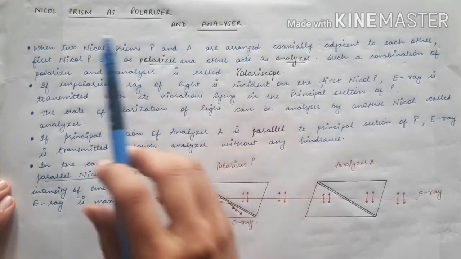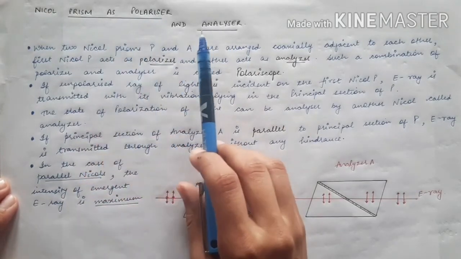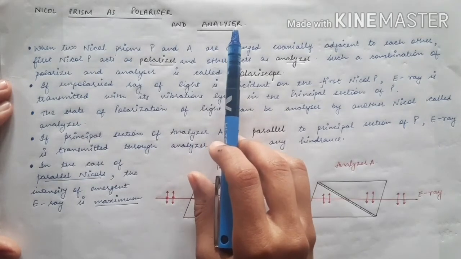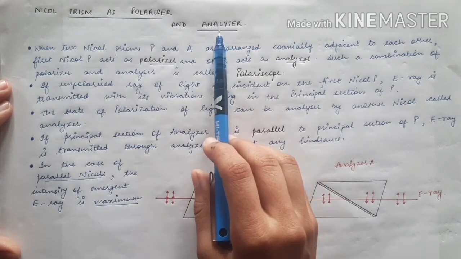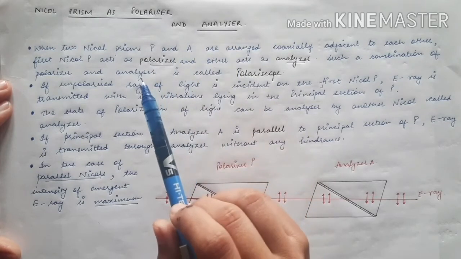So we already did how the Nicol prism acts as polarizer. Now we are going to see how the Nicol prism can act as analyzer. Now what is an analyzer? It analyzes the state of polarization of the light. The Nicol prism will help us in finding the state of polarization of the incident light.